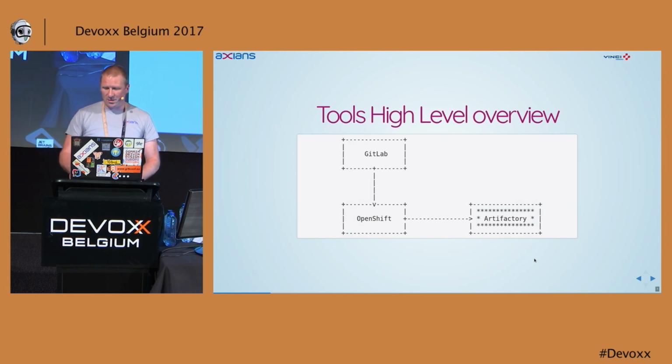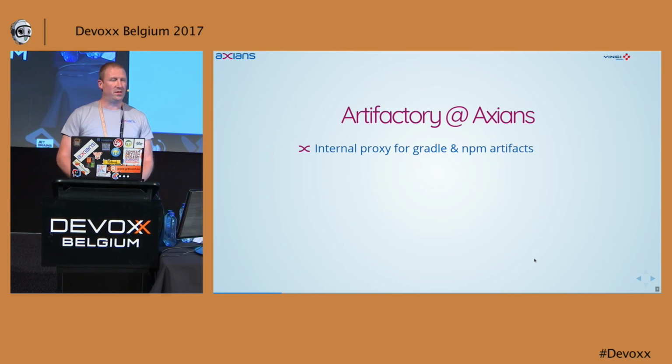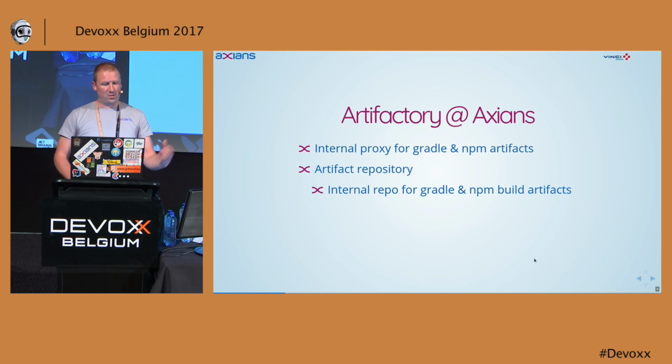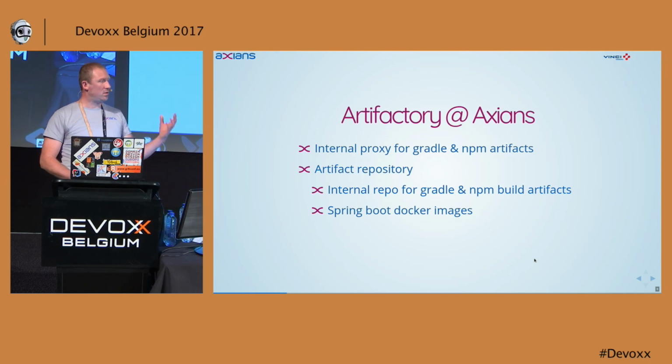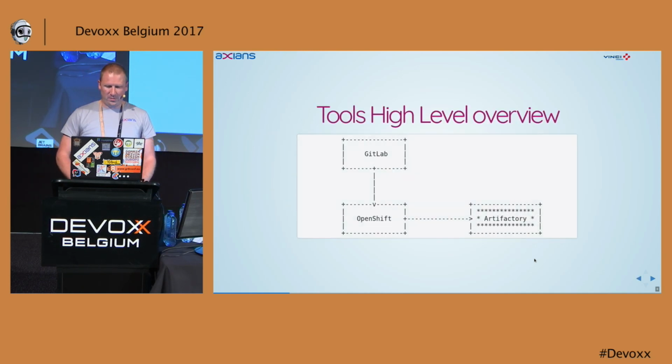Let's start with Artifactory. For the guys who don't know it, it's an internal proxy. It's an artifact repository. We serve it as an internal proxy for all the Gradle and NPM artifacts. I mentioned that already. It's also our internal repository for the projects that we deliver, build artifacts from NPM or Gradle. It's also serving our Docker images for Spring Boot on the one hand, and for the GitLab runner Docker images on the other hand.